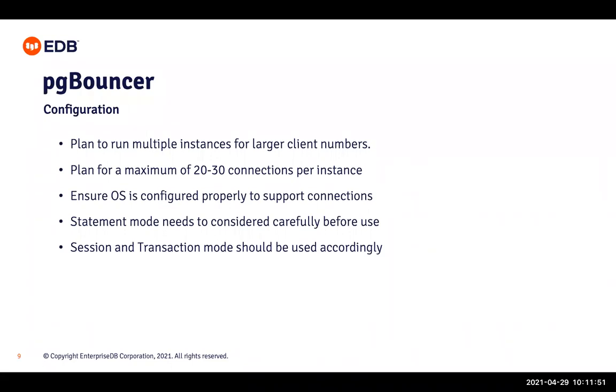Again, pgbouncer doesn't provide HA or load balancing, so you have to use some other way of providing the load balancing or high availability. You can use another load balancer, HAProxy, in the middle to provide the load balancing.